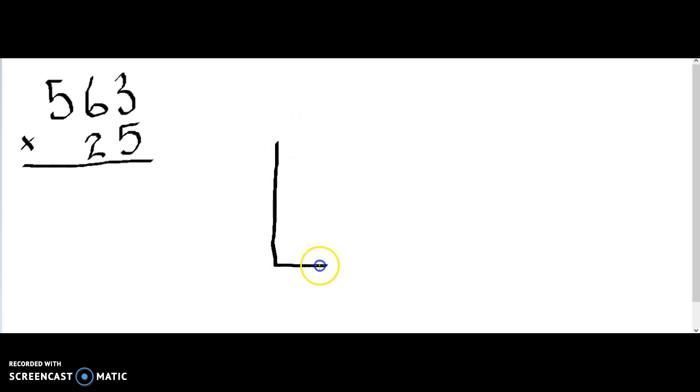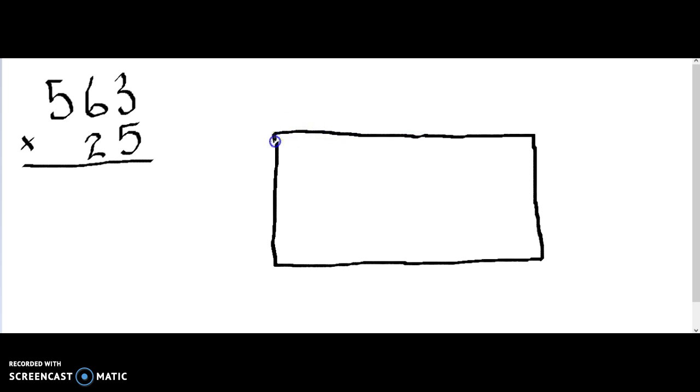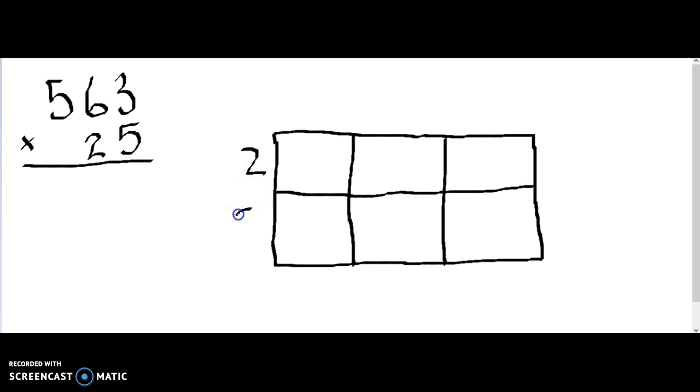So we'll start by drawing a rectangle, making sure there's enough room since we do have a 3-digit number and a 2-digit number. We'll put our 2-digit number on the side and our 3-digit number on top. We will draw 6 boxes and we will put our 25 on the left side, and we will put our 563 on the top.